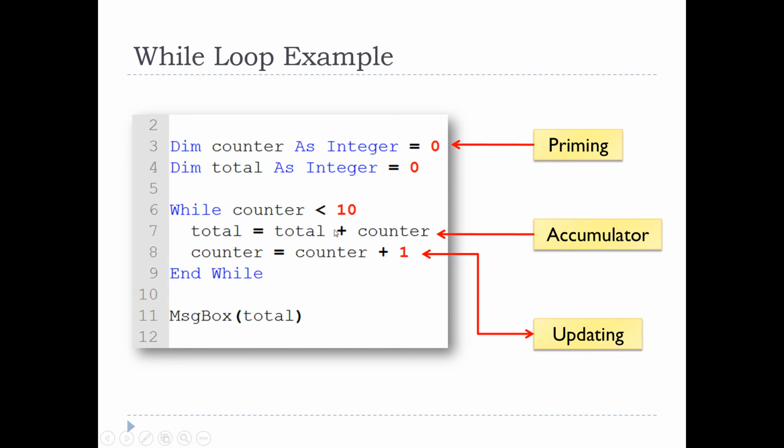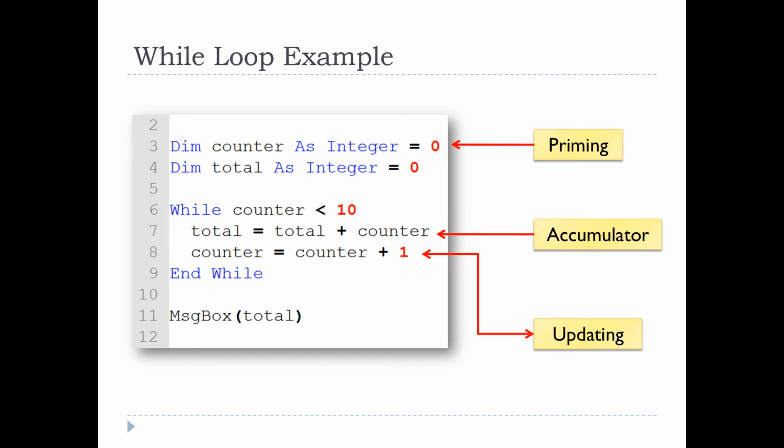And then once the counter reaches 10, because 10 is no longer less than 10, then you exit out of the loop, and then you're done. And the total will have a value of all the numbers from 0 to 9 added together, and then you will just output that to a message box. Okay, so this is a typical while loop.